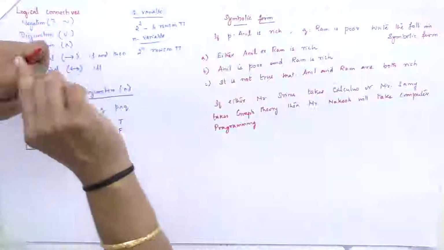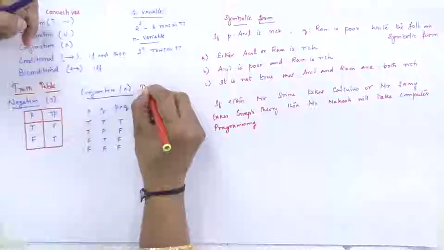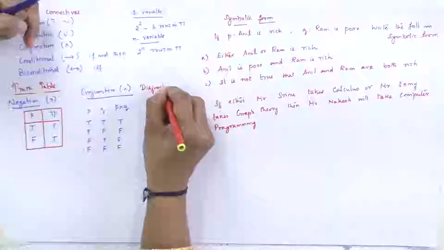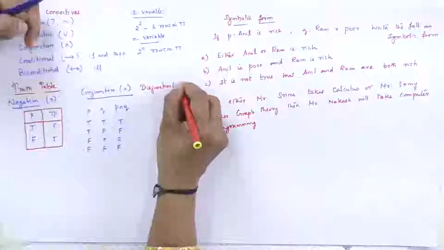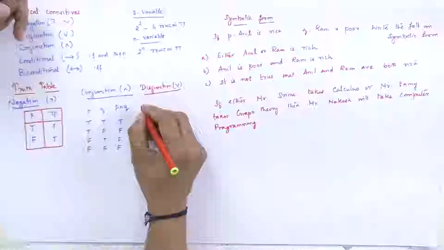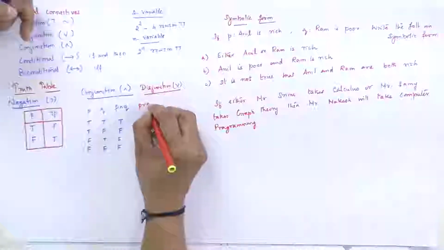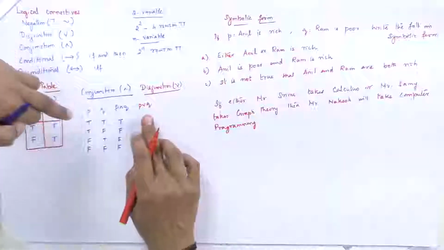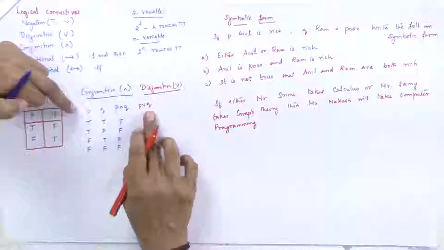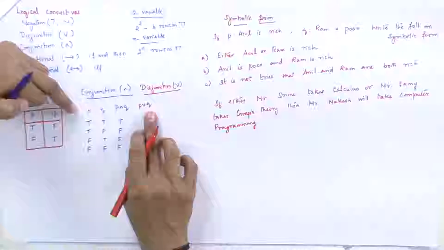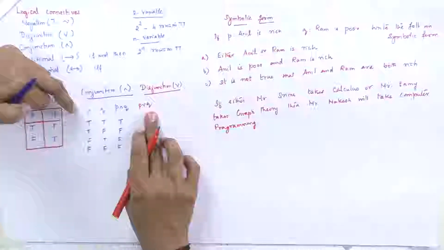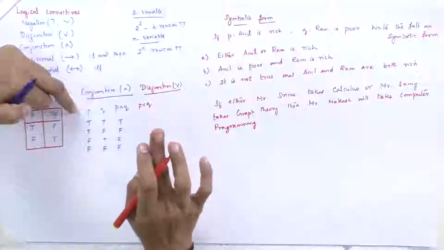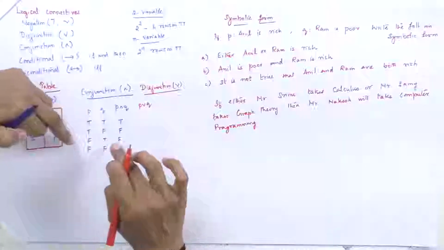Next, for disjunction. So disjunction is P or Q. Here also, in this statement I have two variables. So how many possible rows will we have in the truth table? We will have 2 power 2, which is 4. So this is how we will have it.